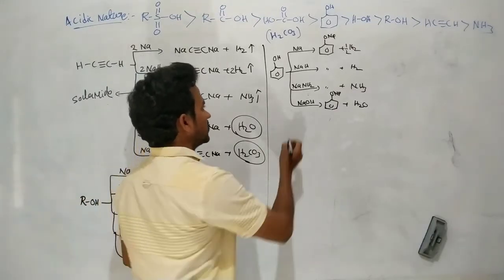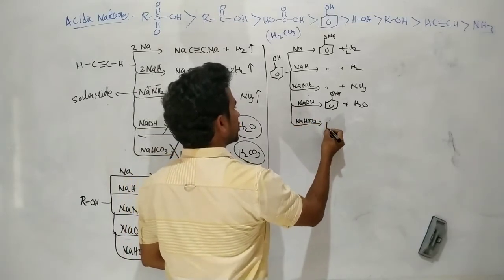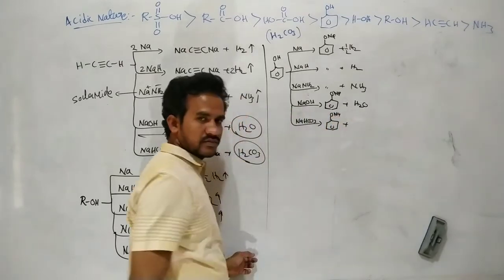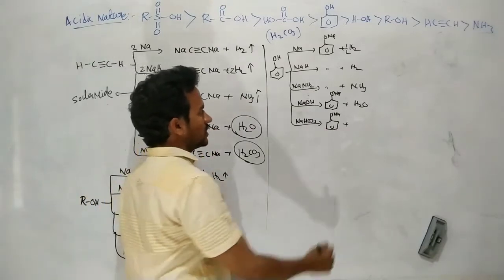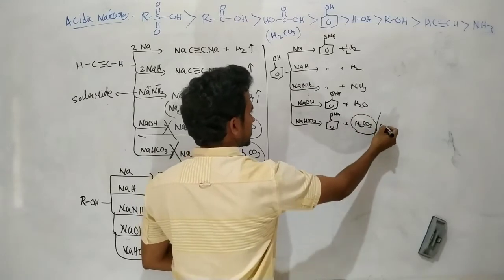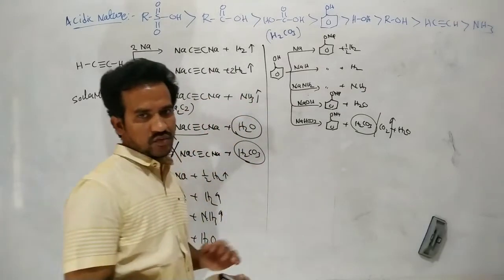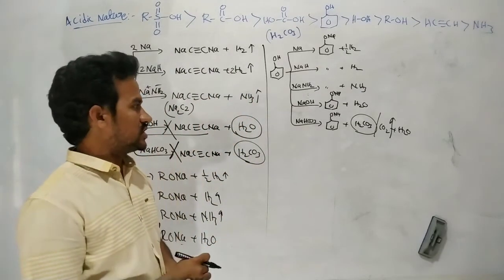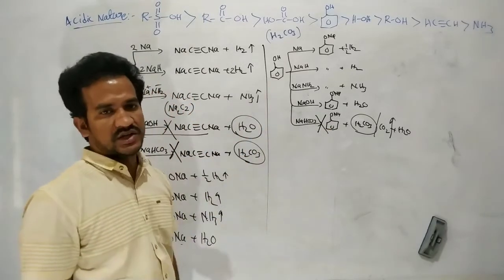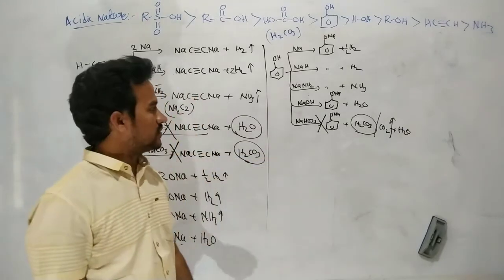Now here, the sodium bicarbonate. Sodium bicarbonate cannot react with phenol. That cannot give H2CO3, which is nothing but H2O plus CO2. So there is no brisk effervescence of CO2. That means sodium bicarbonate cannot be decomposed by phenol, because phenol is a weaker acid when compared with carbonic acid. Okay, that's it.